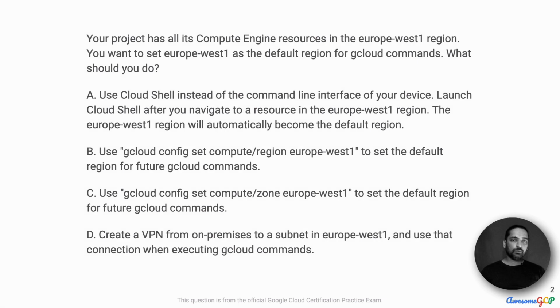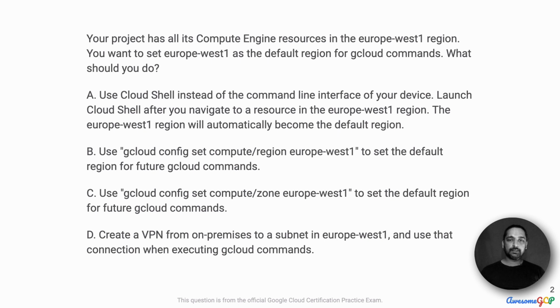In this scenario, your project has all its Compute Engine resources in the europe-west1 region. You want to set europe-west1 as a default region for gcloud commands. What should you do? A. Use Cloud Shell instead of the command line interface of a device. Launch Cloud Shell after you navigate to a resource in the europe-west1 region. The europe-west1 region will automatically become the default region. Option B. Use gcloud config set compute/region europe-west1 to set the default region for future gcloud commands.